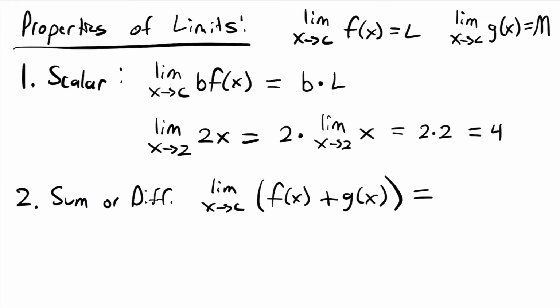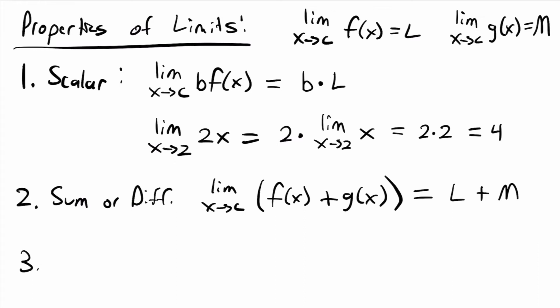So the limit of f of x is L, and the limit of g of x is m, so our answer would be L plus m. And this would also work for differences. If we had the limit of the function f of x minus the function g of x, that would be equal to L minus m. So it works both ways. For a quick example with the sum property, if L equaled 1 and m equaled 2, then our limit would be 1 plus 2, which would be 3.